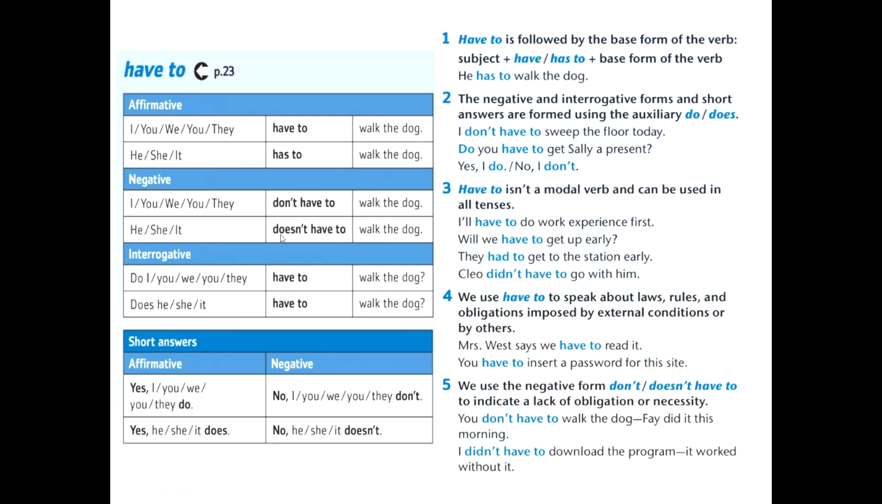It is not required. Then when we do it in an interrogative way, we say, do I have to walk the dog? Do you have to walk the dog? Do we or do they have to walk the dog? And in the other case, with he, she, and it, we use the auxiliary verb does. Does she have to walk the dog? Okay.